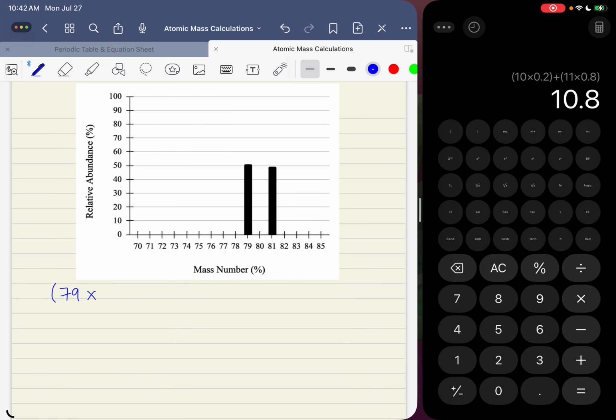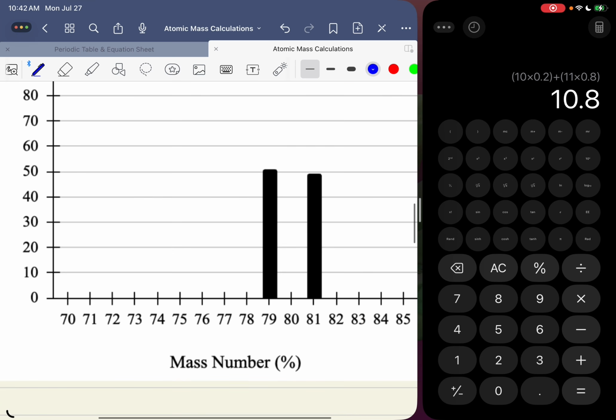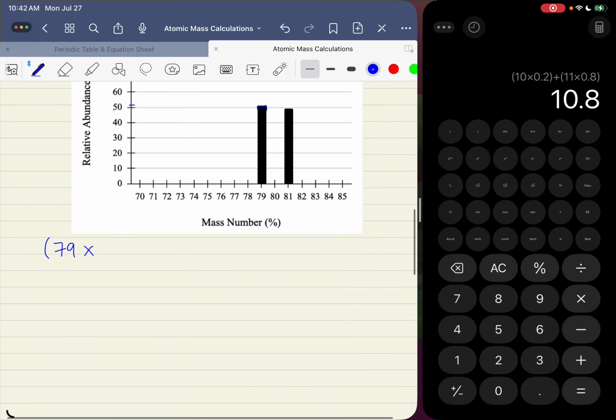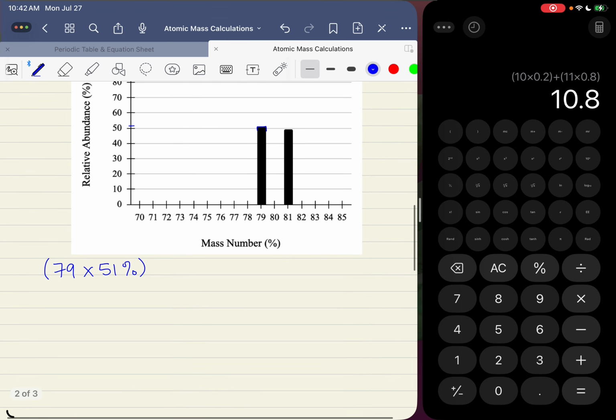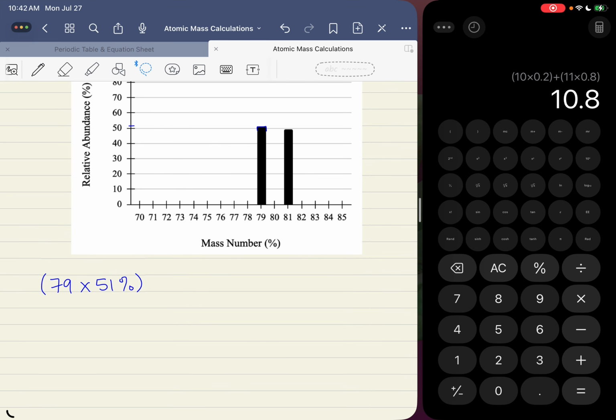And its abundance, you see how it's right above, right there? So I need to estimate approximately, so let's call it 51. Now your percentage, you might have seen that to be a little bit different. Maybe you said 52. That's okay. You're kind of estimating here.